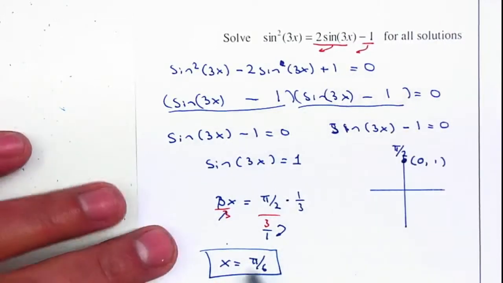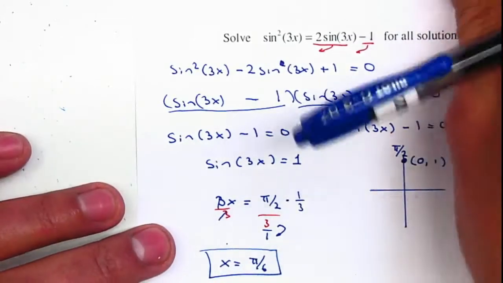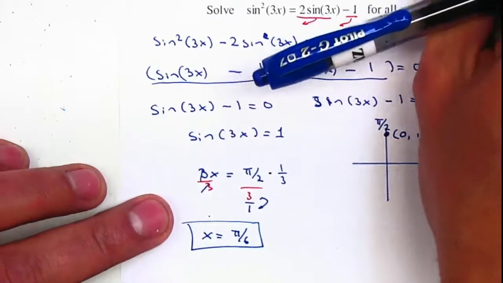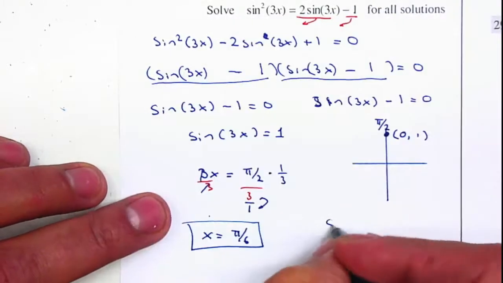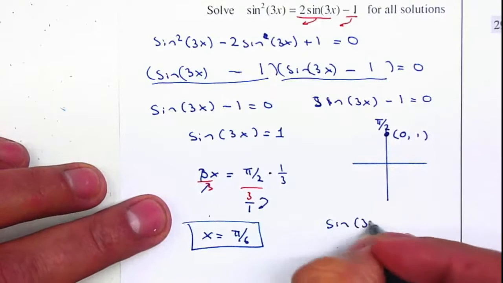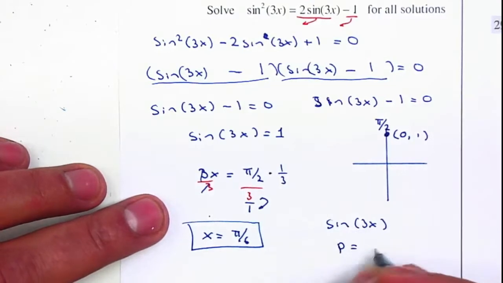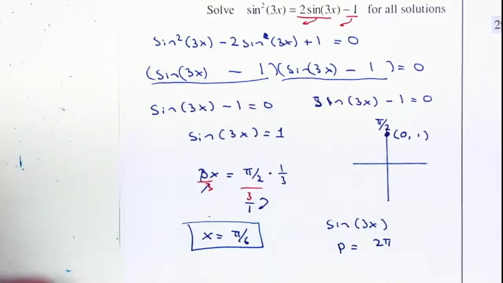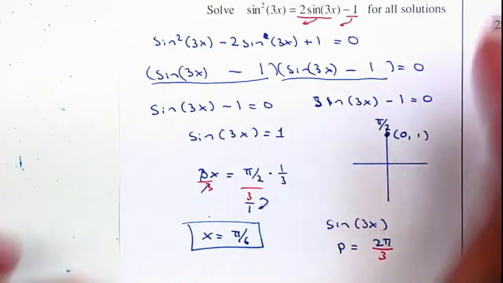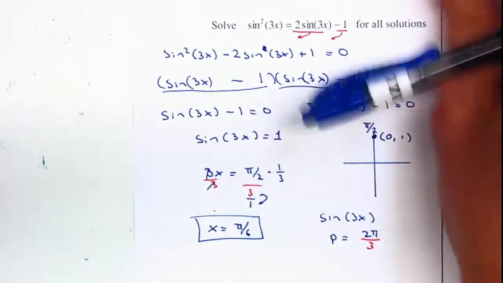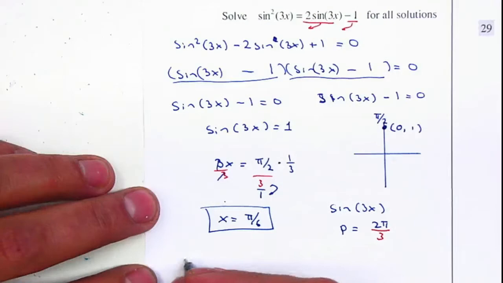But now, I need to be able to find all the repetitions, every time that the value repeats. Since we're working with sine of 3x, your period is 2 pi divided by b. In this case, it will be 3. So therefore, all of your solutions will be identified as the following.